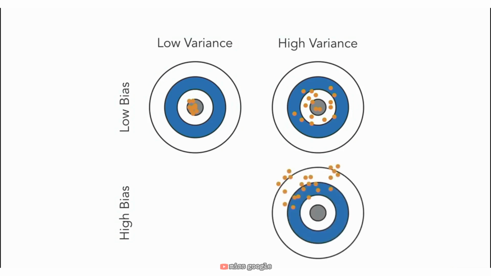Now rotating around to the bottom right, to high bias and high variance, this means that you're not centered around the bullseye and you're spread out.